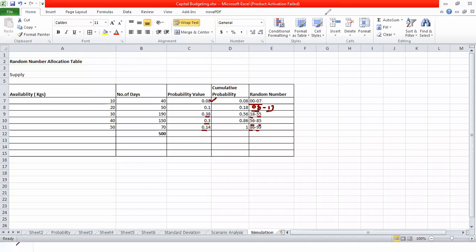allocation, but you don't need to go that far. Just see that you are stopping one less. If cumulative probability is 8, you stop at 7, but begin from 00. If cumulative probability is 18, you stop at 17. If it is 56, stop at 55. If it is 86, you stop at 85. And 1 means 100, you stop one less, that is 99. Clear everybody this much?